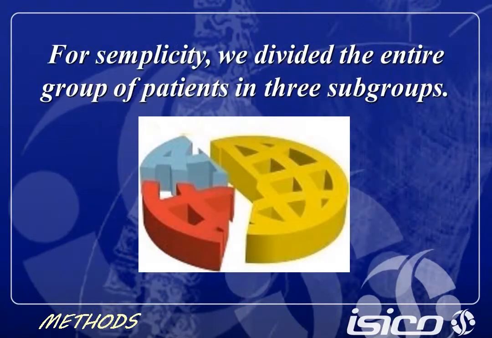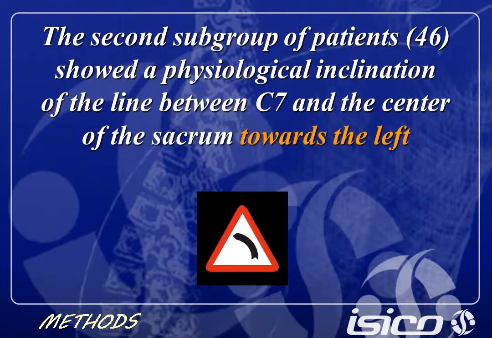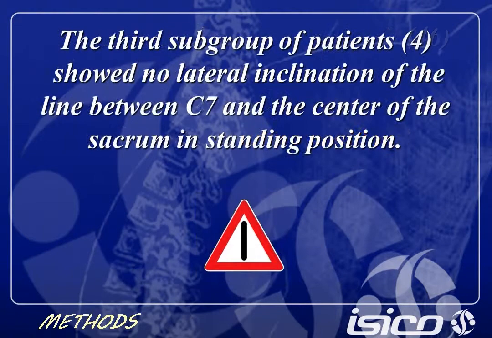We divided the entire group of patients into three subgroups. In the first subgroup, the patients showed an inclination of the line between C7 and the center of the sacrum toward the right. In the second subgroup, the patients showed an inclination of the line between C7 and the center of the sacrum toward the left. In the third subgroup, the patients showed no lateral inclination of the line between C7 and the center of the sacrum, always in standing position.